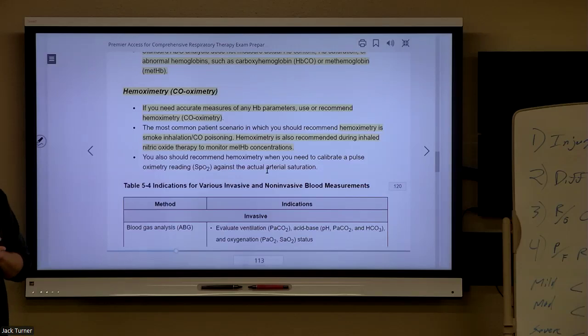Yes, and then essentially smokers are somewhere between 5 and 9-ish. A normal person is below 5. You look at a couple different books, it can be slightly different answers, but just remember carboxyhemoglobin above 10. Is that what you're saying, like 10?